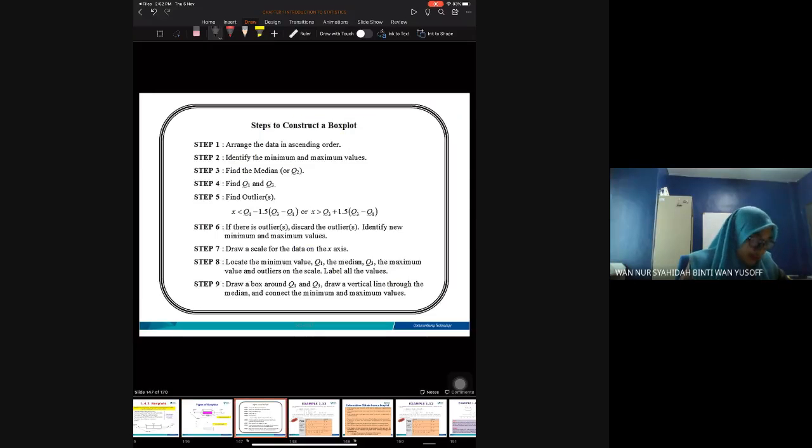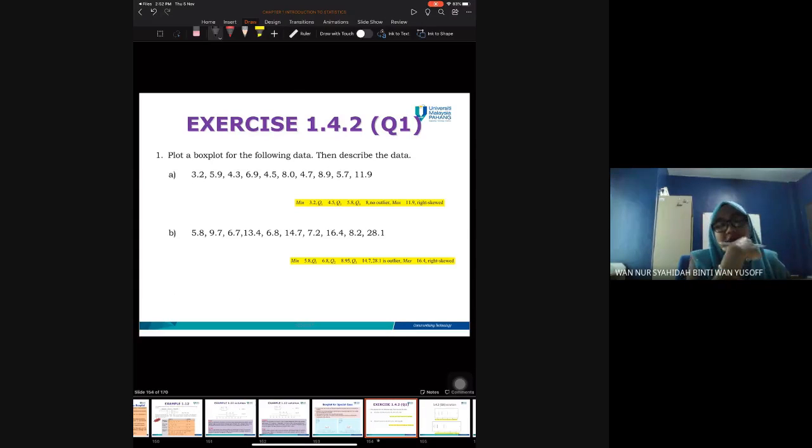So how to construct it, you can watch the video. What I want to highlight today is just the interpretation: what kind of information we can get from a box plot, or how to comment on the box plot, because it is in your assignment. So take note, then it will be okay for your assignment.